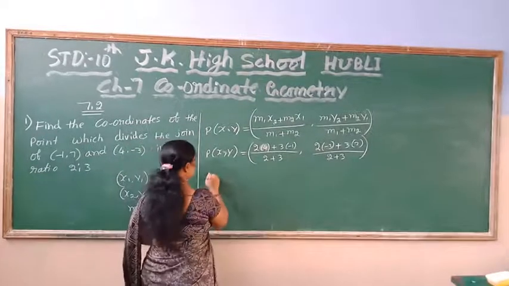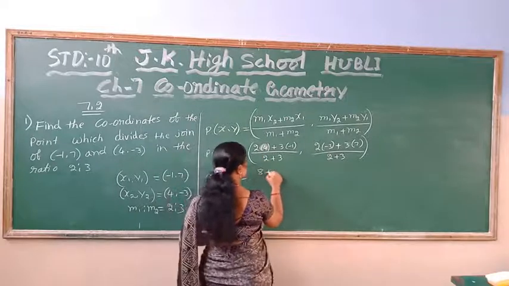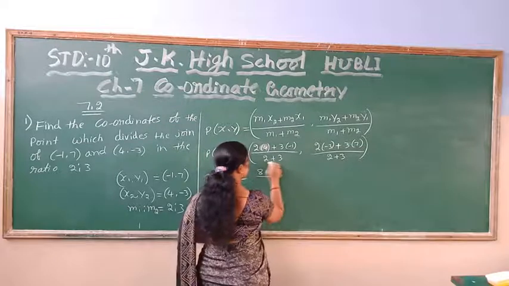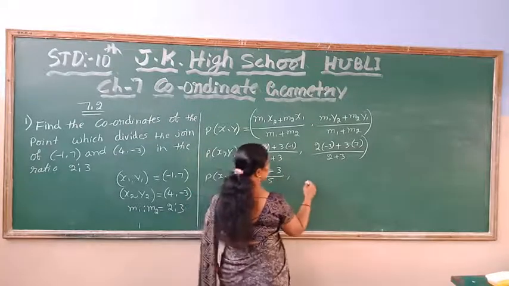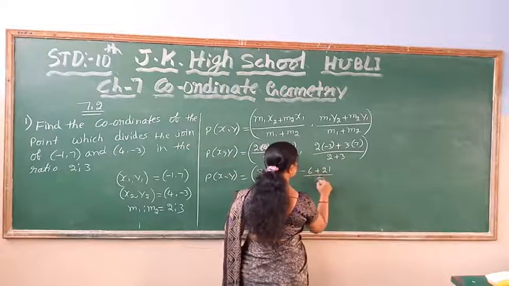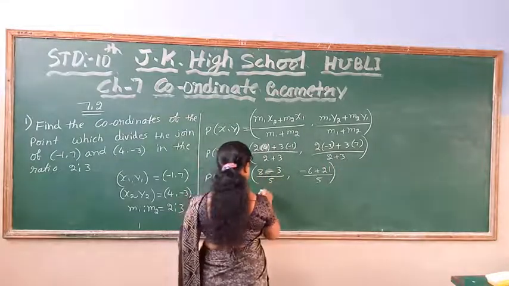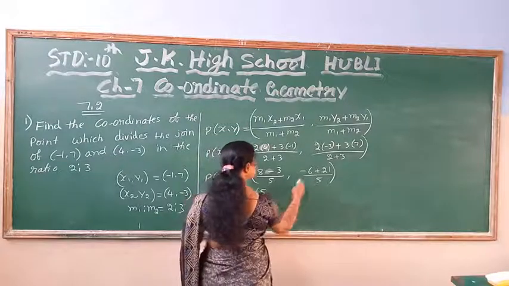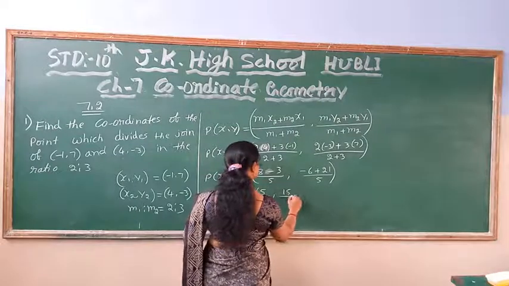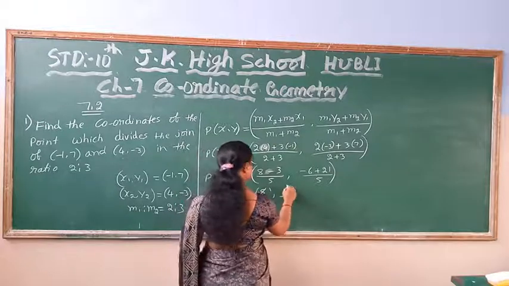So now P of x, y is equal to 2 fours are 8, 3 times minus 1 is minus 3, and 2 plus 3 is 5. Then here minus 6 plus 7 threes are 21, divided by 5. So here this is equal to 8 minus 3 is 5 divided by 5. Then 21 minus 6 is 15, divided by 5. 5 ones are 5, 5 threes are 15.